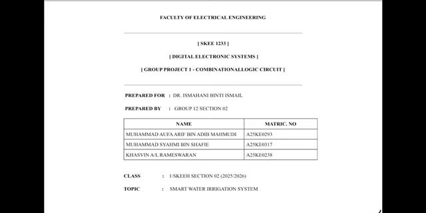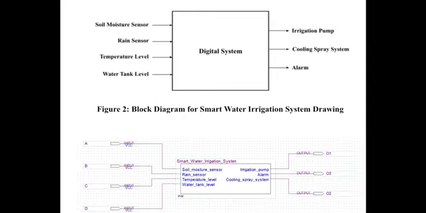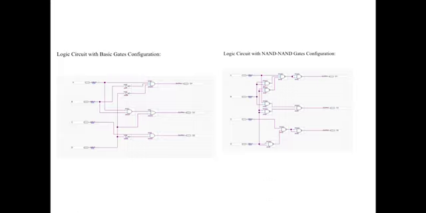For our project, we have chosen Smart Water Irrigation System. The Smart Water Irrigation System uses 4 inputs, which are soil moisture sensor, rain sensor, temperature level sensor, and water tank level sensor. We will name these inputs as A, B, C, and D respectively. For our outputs, we have 3 outputs, which are irrigation pump, cooling spray system, and alarm. We will name these 3 outputs as O1, O2, and O3.